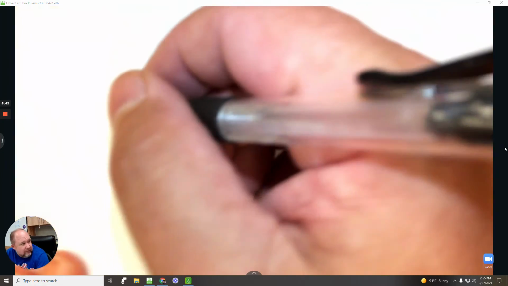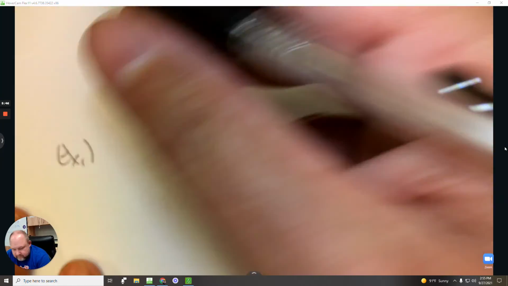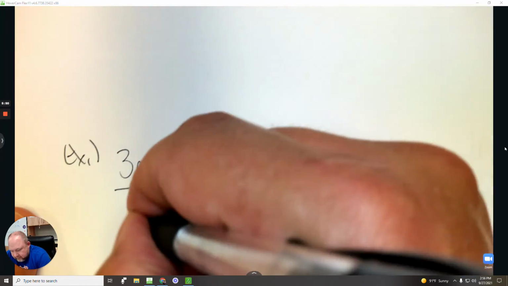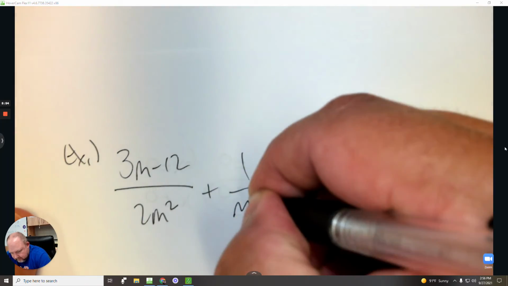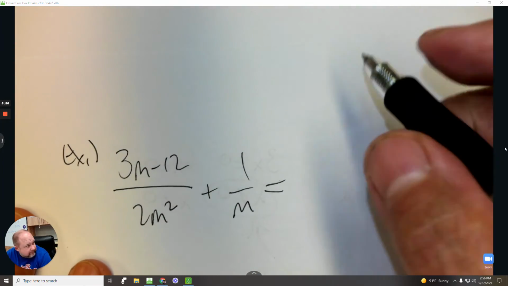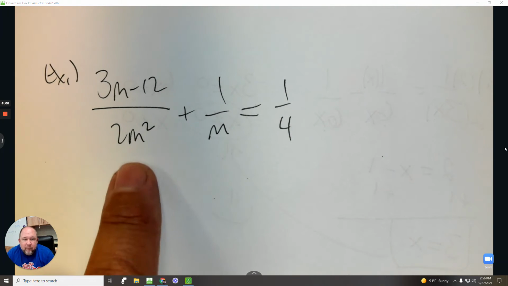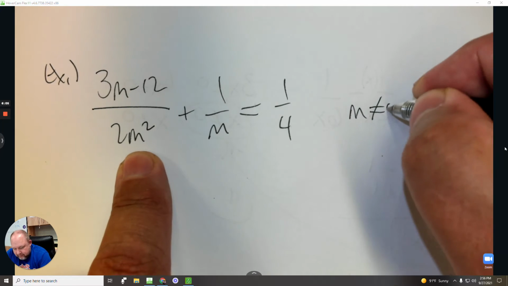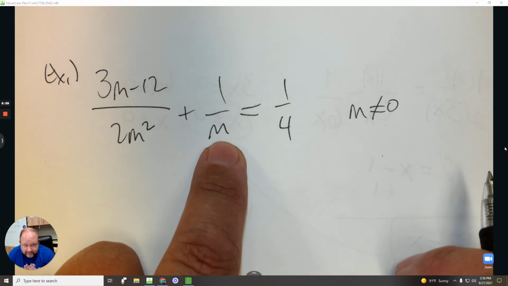Let's look at another example. Sometimes you end up with a quadratic equation. I'll change up the variable just for fun. So step 1, what can m not be? And recognize that m cannot be 0, because if m was 0, it would be undefined.